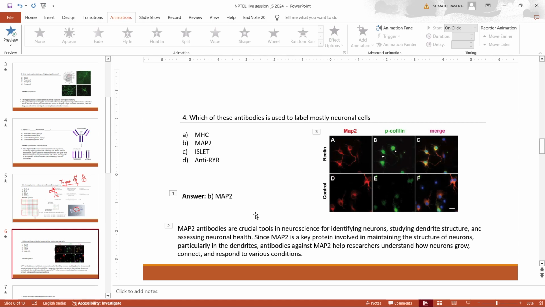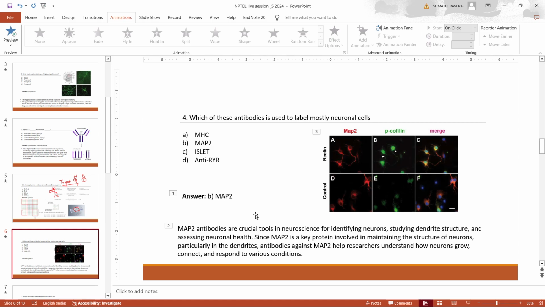MHC, HLA. So they help in antigen presentation, identifying the type of antigen, and then class 1, class 2, all this comes into picture. So it's basically for your immune system. MAP2 is for your neurons. They are microtubule associated proteins, and they are present in your neurons specifically, so they help in identifying neurons.